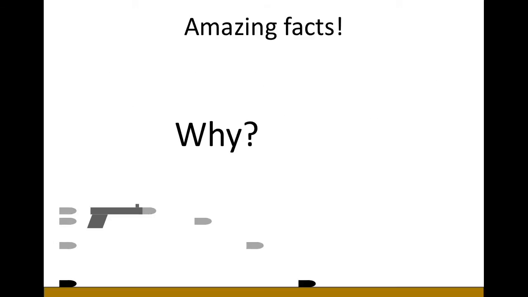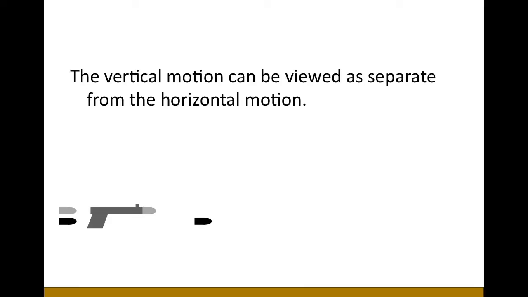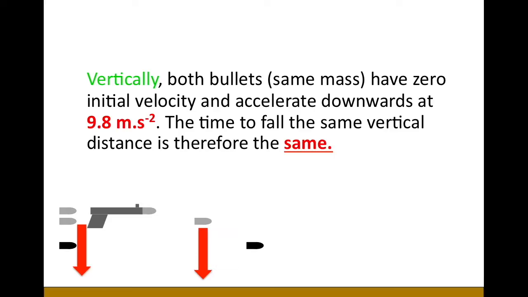The question is why? We know that the vertical motion can be viewed as a separate entity from the horizontal motion. Vertically, and that is in this direction here, both bullets have zero initial velocity. It's starting from rest and accelerates downwards at 9.8 meters per second squared. The time to fall would be the same distance for either of these, so therefore they would be the same.